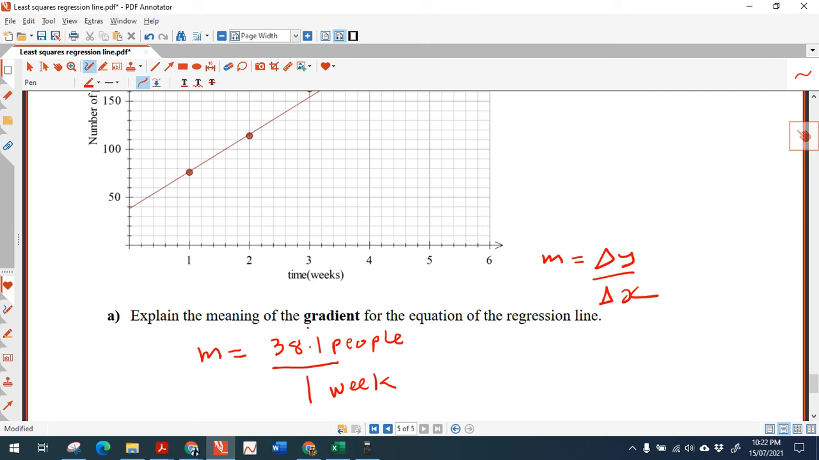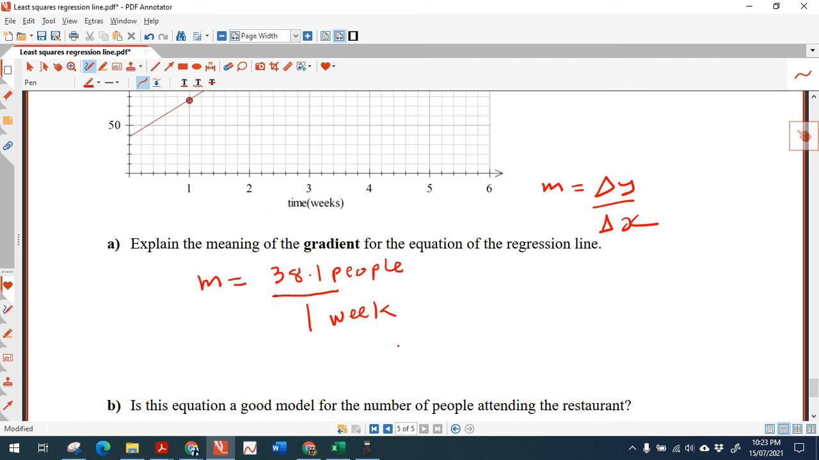So every week, an extra 38.1 people approximately are attending the restaurant. Okay, so that's what it tells you. The rate of change is 38.1 people per week. So it's increasing. Don't forget this is a positive number as well. So we say the number of people is increasing by about 38 people per week. Okay, so we could write that down.